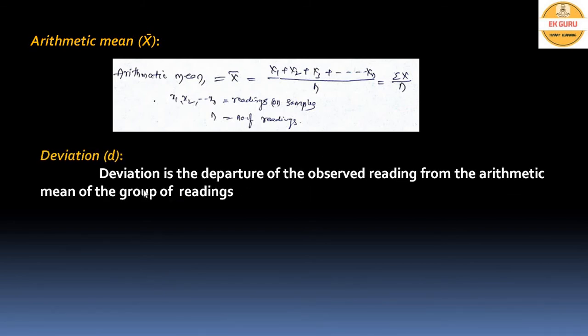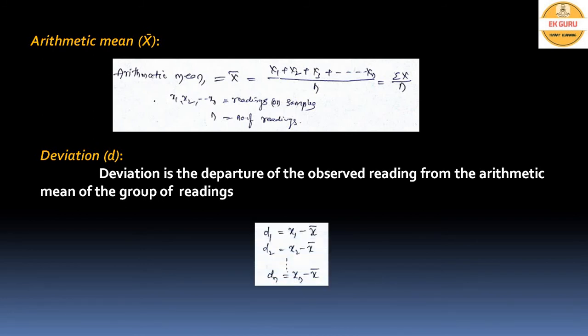And the second one is deviation. Deviation is the departure of the observed reading from the arithmetic mean of the group of readings. First we calculate the arithmetic mean x bar, and the difference between the observed reading and the arithmetic mean is called the deviation. Deviation of the first reading is first reading minus average value. Deviation of the second reading is second reading minus average value. Like that, deviation of the nth reading is nth reading minus average value. So it is the departure of the observed reading from the arithmetic mean.